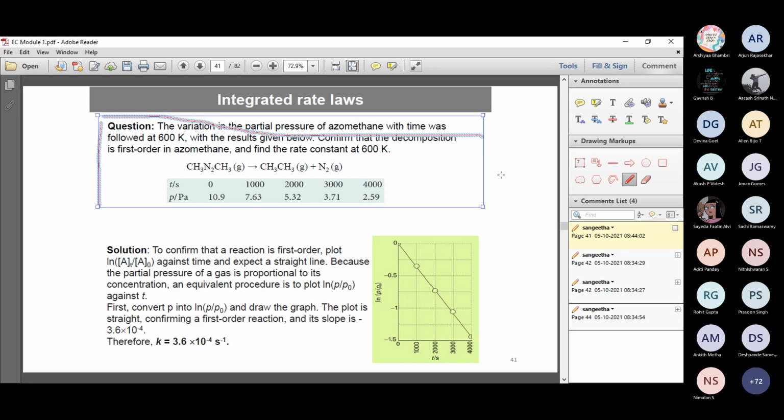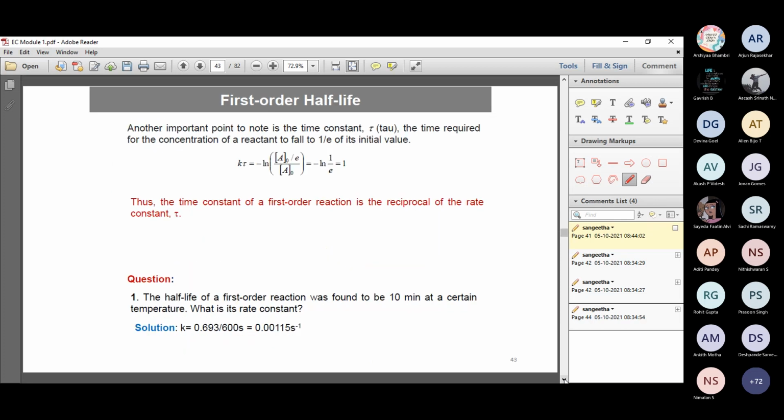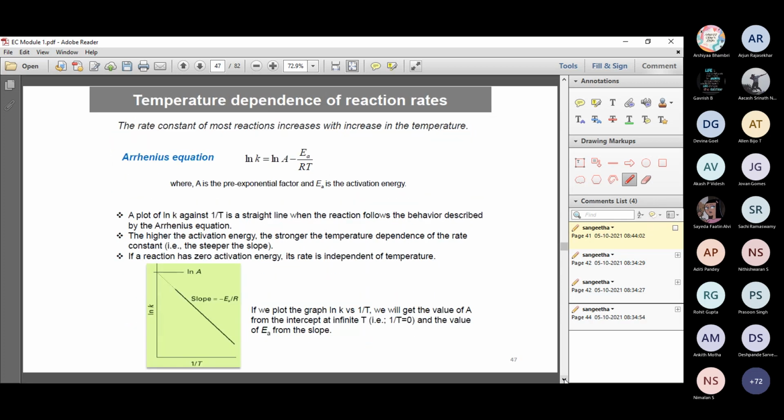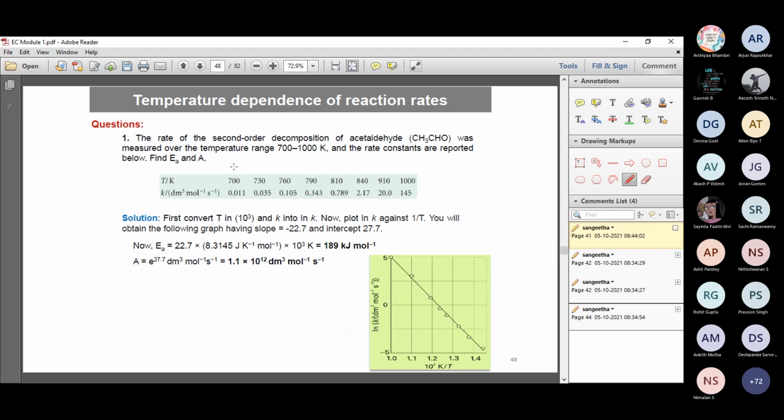Take down all the values. I think this PPT you have, isn't it already? Already I have uploaded, yes. So will you take down this? Then I will move on to the next question then. Okay, next take down this one.